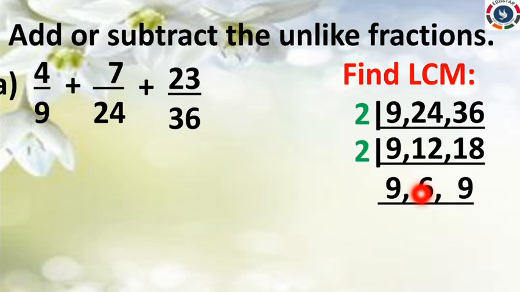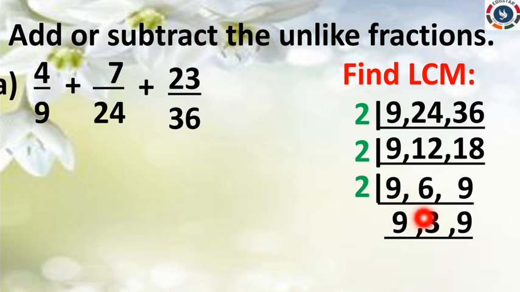Then 9 is an odd number, 6 is an even number, 9 is an odd number. So I am going with 2 again, since only one even number is there. I divide the value by 2. So write 2 again. 9 not possible, so write 9. How many 2's are there in 6? 3. In 9? No. So write down 9, 3, 9. Now you see all the numbers are odd numbers. 9, 3, 9.